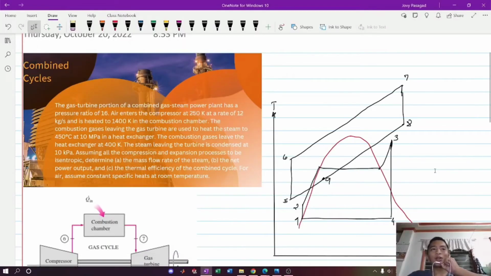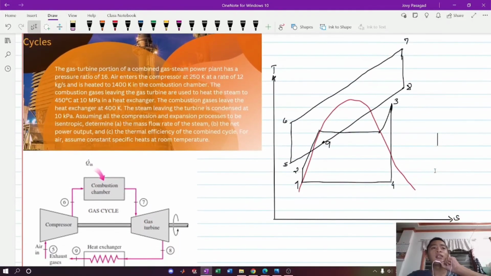So now we're going to solve this problem. The gas turbine portion of a combined gas steam power plant has a pressure ratio of 16. Air enters the compressor at 250 Kelvin at a rate of 12 kilograms per second and is heated to 1400 Kelvin in the combustion chamber. The combustion gases leaving the gas turbine are used to heat the steam to 450 degrees Celsius at 10 MPa in a heat exchanger. The combustion gases leave the heat exchanger at 400 Kelvin.